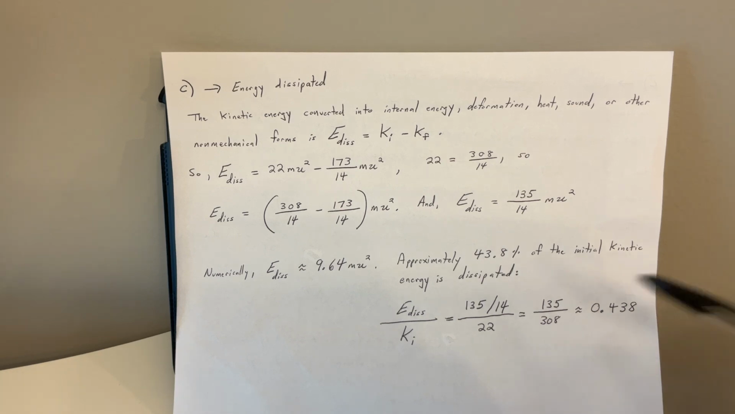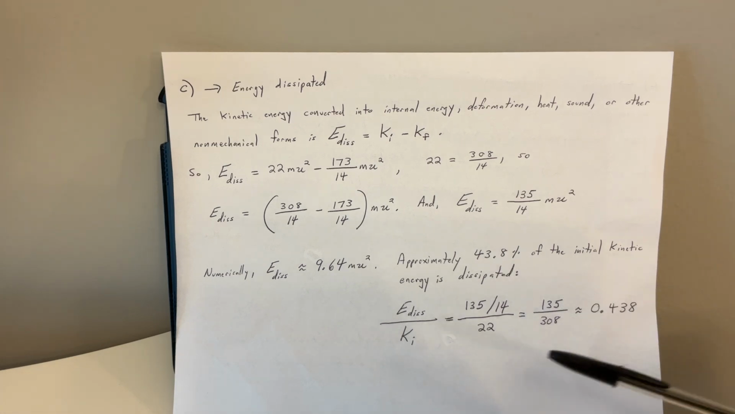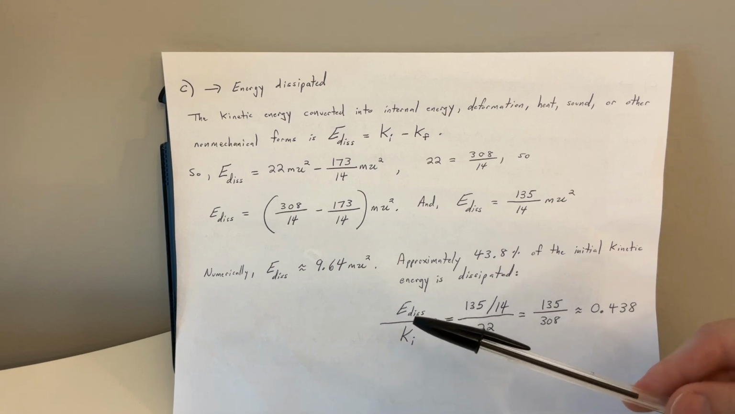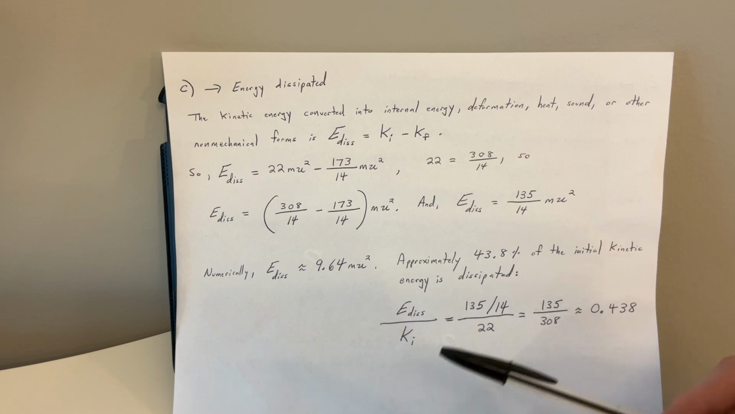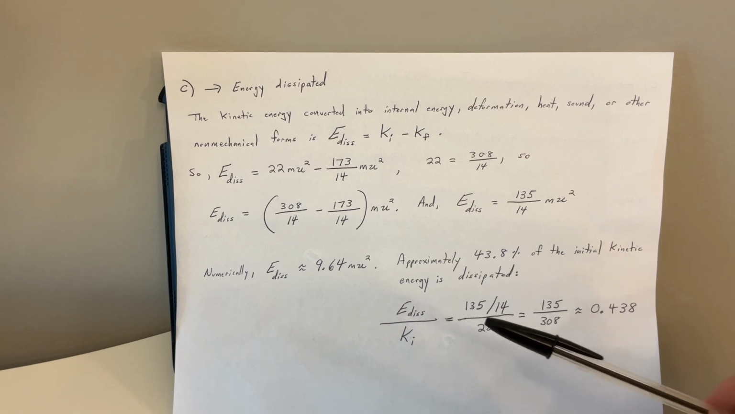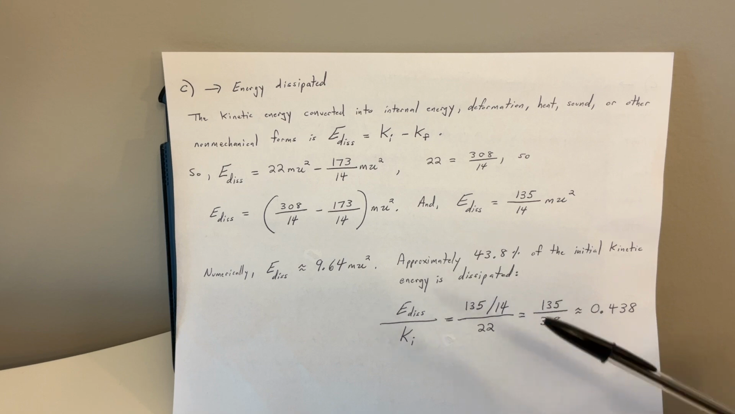So from there, what we could say is approximately 43.8% of the initial kinetic energy is therefore dissipated. Just to show, this would be E sub diss over K sub I, which is equal to 135 over 14 divided by 22. So that's 135 over 308, which is about 0.438. Converting to percent, 43.8%. So that's all for part C.